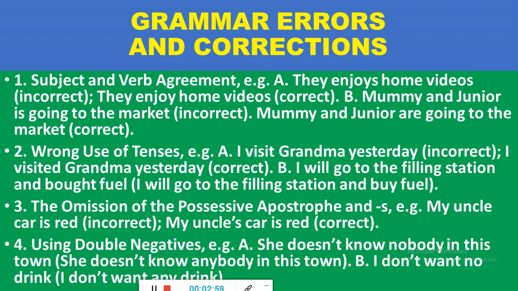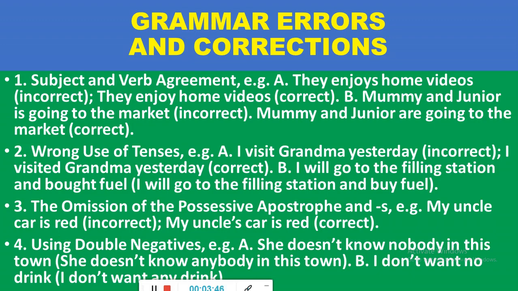And so if you are conversant with the rule of concord, specifically the subject-verb agreement, you will understand that a singular subject requires a singular verb, but a plural subject requires a plural verb. So here, "they" is a plural subject and "enjoys" is a singular verb. That is what makes it incorrect. In this case, we have to make the verb plural in order to agree with the plural subject. And so the correct thing is "They enjoy home videos."